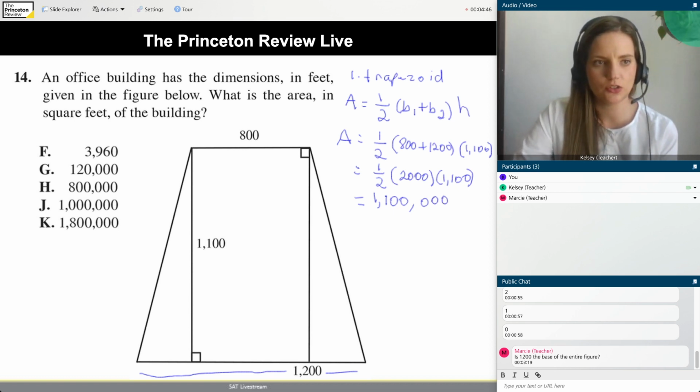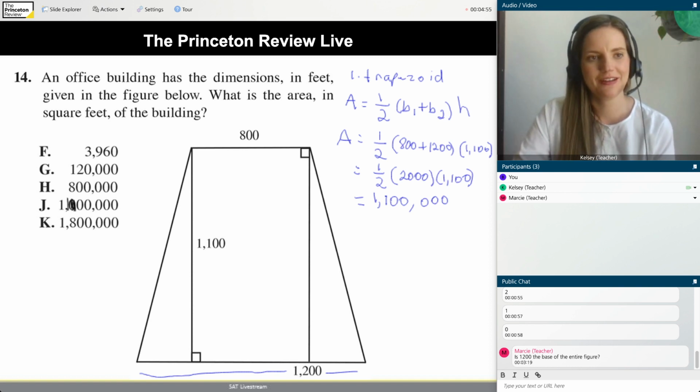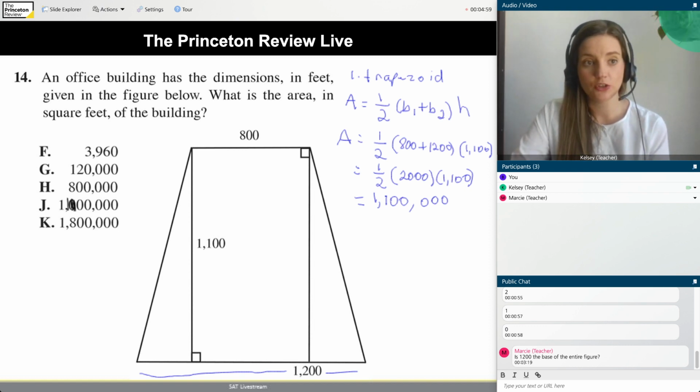And I have just noticed a small typo in this. I thought I fixed this. Sorry about that, guys. This should be 1,100,000, so that should match up there. So if we were to remember the area of a trapezoid and just be able to plug and chug, that would be a pretty straightforward way for us to get to the answer here.